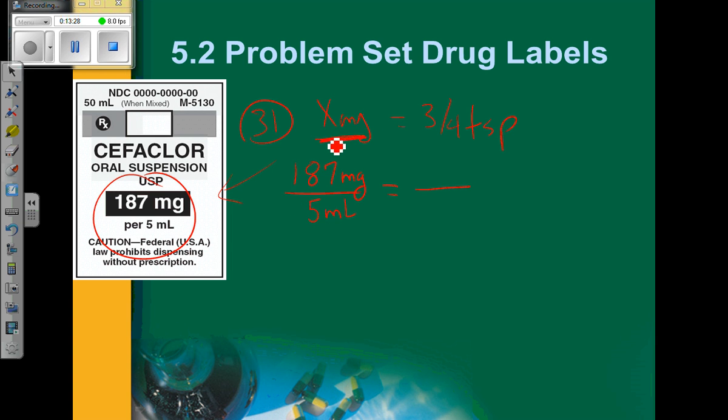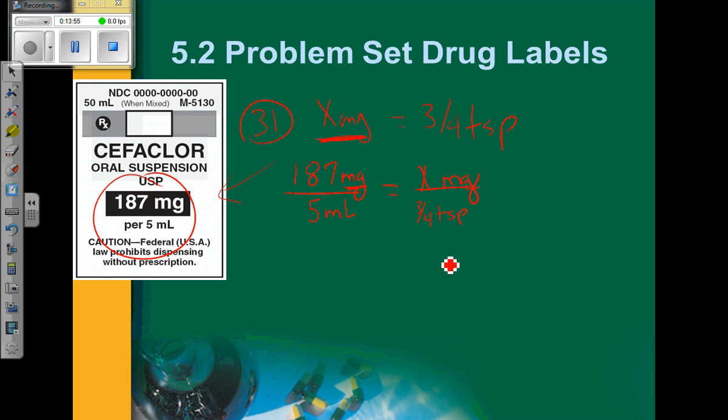And you're trying to find X milligrams. So if you have weights up here and it's milligrams, you want to put it on the top as well. Okay. And then you're trying to find it in 3/4 teaspoon. So if I have liquids down here, I'm going to put liquids here. Okay. But our liquid units do not match.